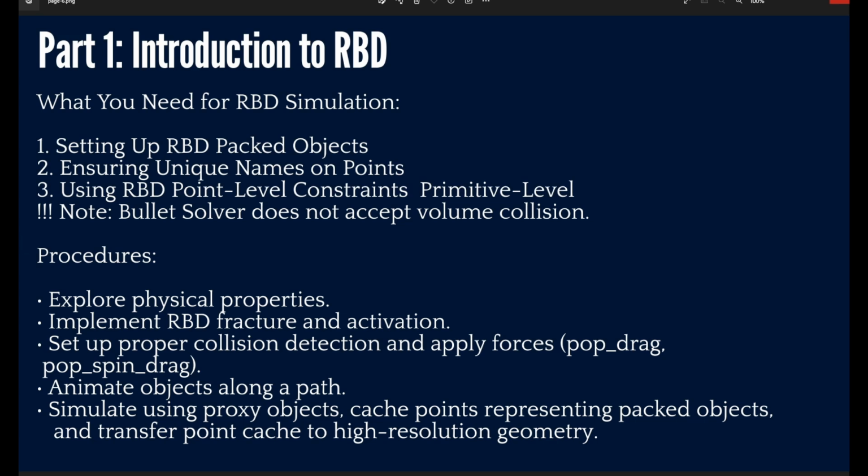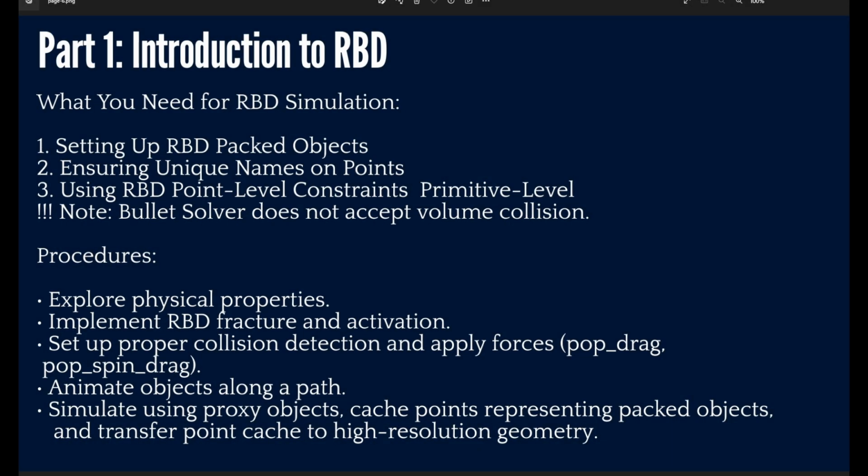What are the procedures of this tutorial? We will explore physical attributes here. We will implement the fracture. We'll talk about activation, the fractured object, and we will set proper collision, because this is a very crucial task for every RBD simulation. We'll apply forces like POP Drag and POP Spin Drag. We'll animate our collider along a path. We will simulate the proxy objects, cache the points representing these proxy objects, and then transfer this point cache to high resolution geometry. Okay, let's jump inside Houdini and start.